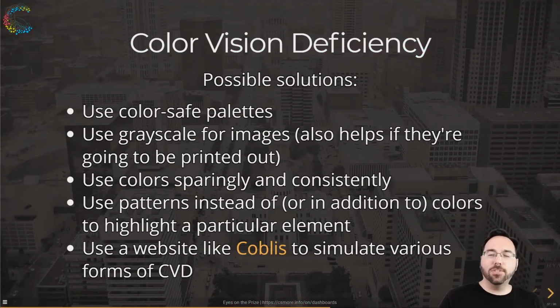So, possible solutions for color vision deficiency. Use color-safe palettes. There are palettes that are designed so that anybody, from pure monochromatic, where you cannot see any colors at all, to full color vision, can differentiate. Use grayscale for images, which actually helps out if they're going to be printed. If you don't need color, don't use color. Use it as a point of emphasis.